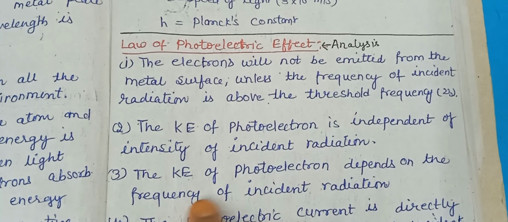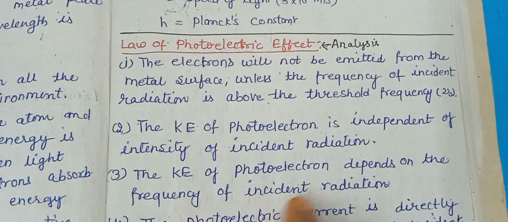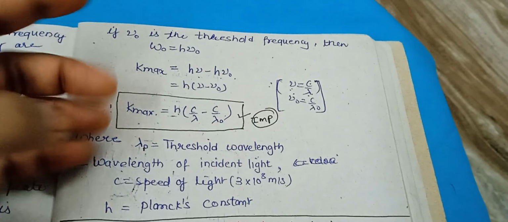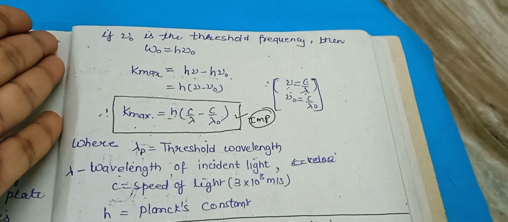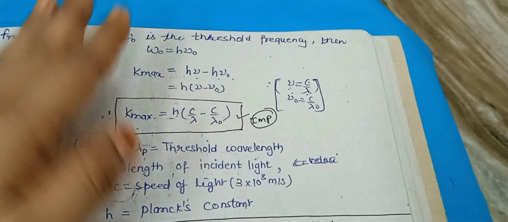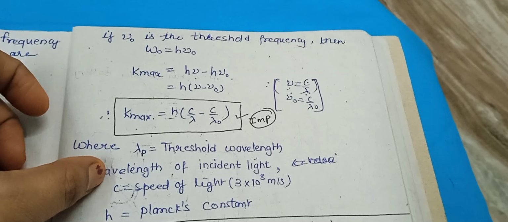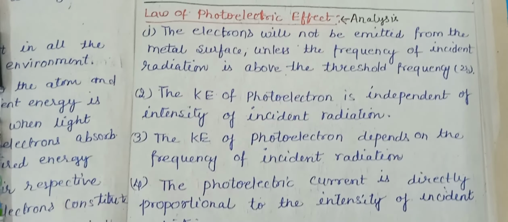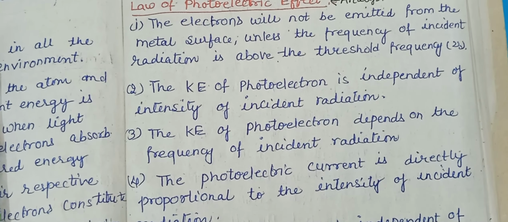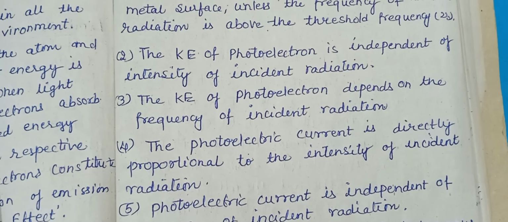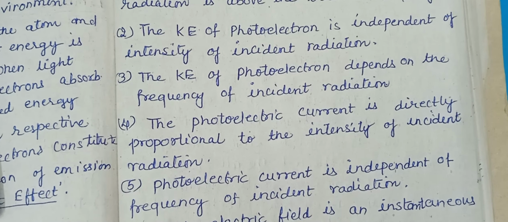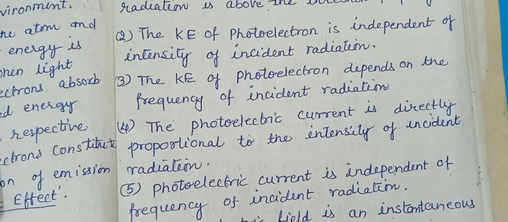Third, the kinetic energy of the photoelectron depends on the frequency of the incident ray. First, we need more than the threshold frequency for the photoelectric effect. Second, it is independent of intensity, and third, it depends upon the frequency of the incident radiation. Now, photoelectric current is directly proportional to the intensity of incident radiation. Fifth, photoelectric current is independent of the frequency of incident radiation.